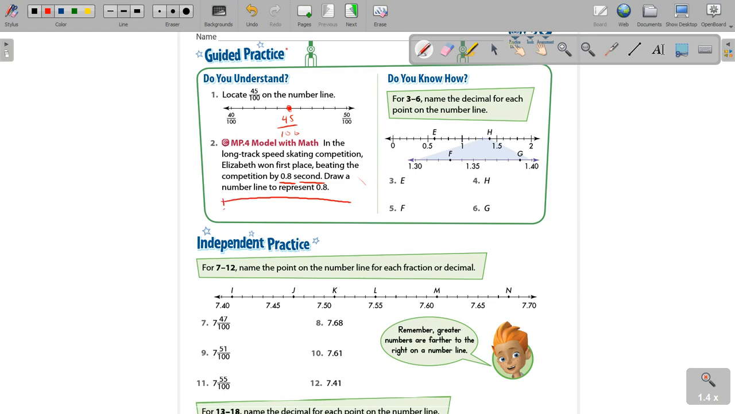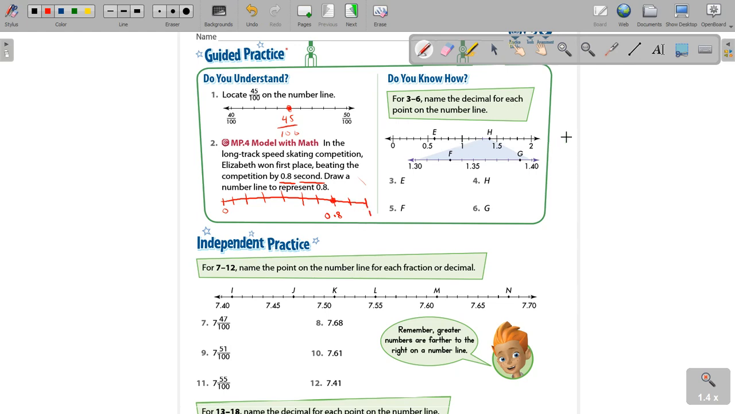Okay, so let's look at this. Now we know on the left that's going to be a 0. That is going to be your whole. And if you've got 0.8, then you know that's going to land right on the 8. So that would be right here, 0.8. Okay, so hopefully that makes sense to you there. So when they say to draw it out, that's what they're looking for, something just like that.